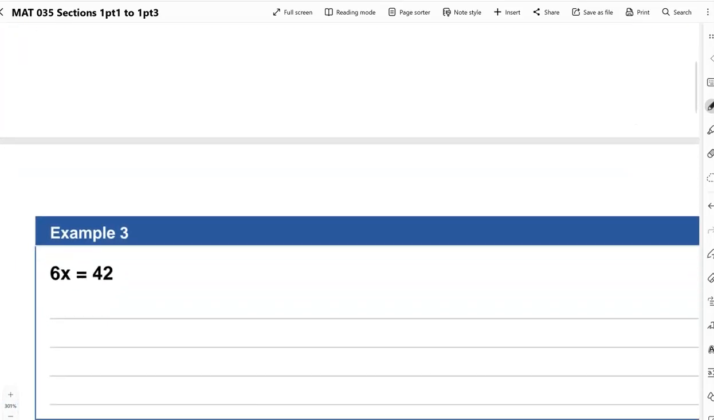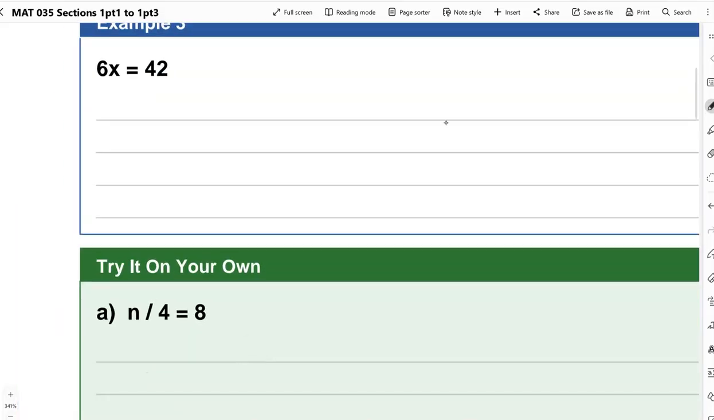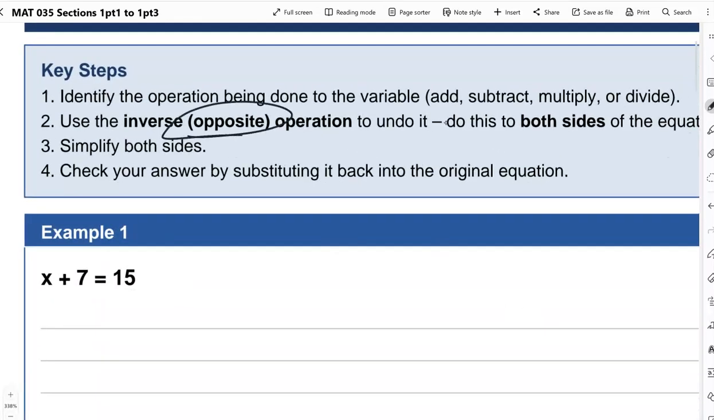And then same thing with multiplication and division. If we have something that's multiplied, the opposite of multiplying is dividing. And then if we have something that's divided, then the opposite of dividing is multiplying. So we're all about doing opposites to get that variable by itself. So let's look at a few examples.